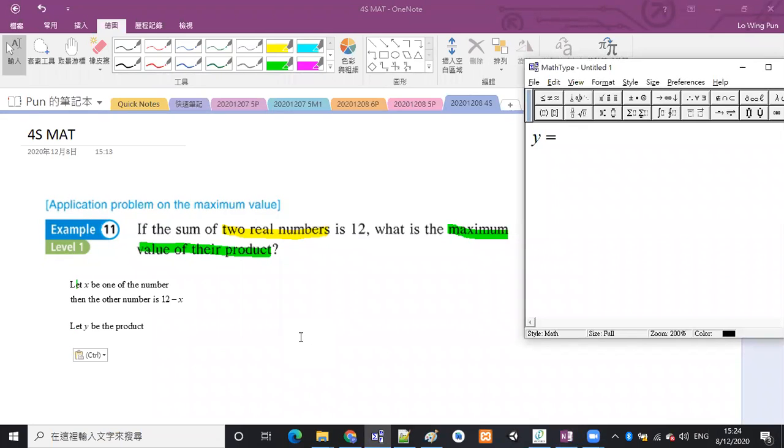If y is the product of the two numbers, okay, then it is equal to one number times one number, right? Okay, and the first number will be x, and the second number will be 12 minus x.